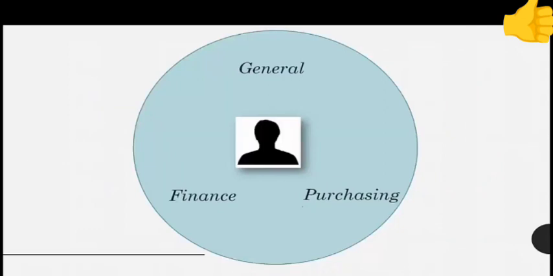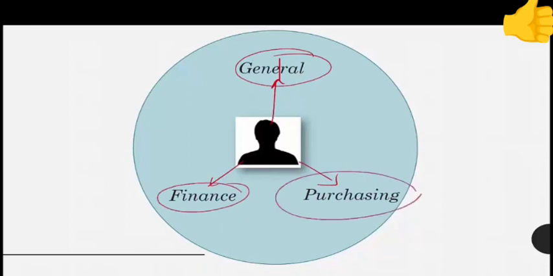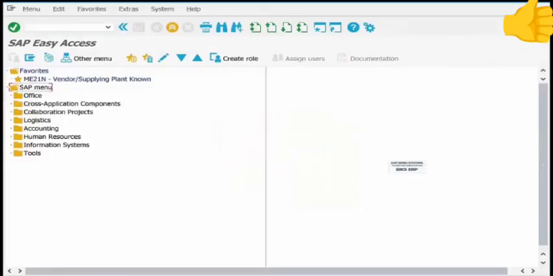Just like the material master has so many different views, a vendor master also has 3 views. The general view, which contains name, number, etc., finance view and purchasing view. General view, finance view, and purchasing view. So let's go create a vendor.